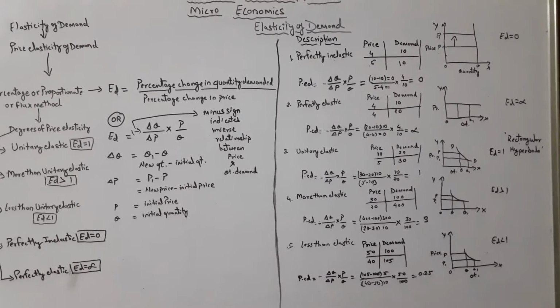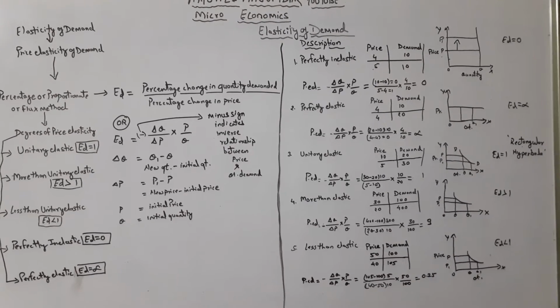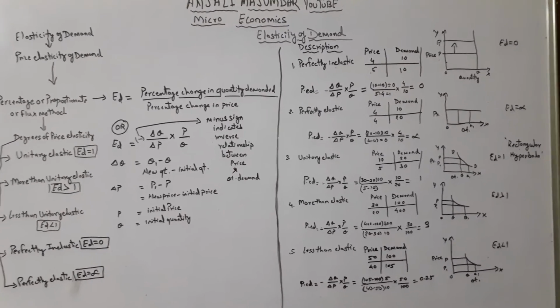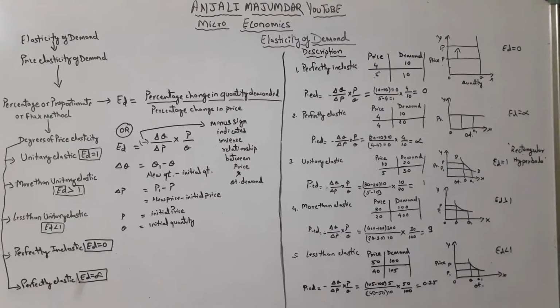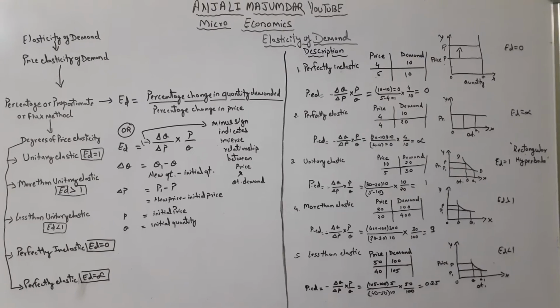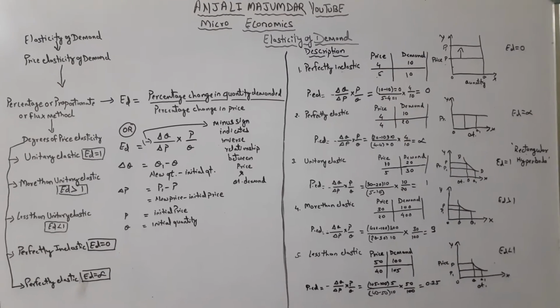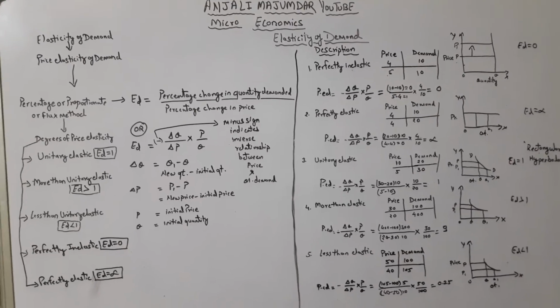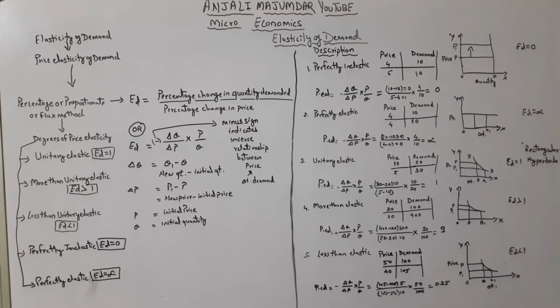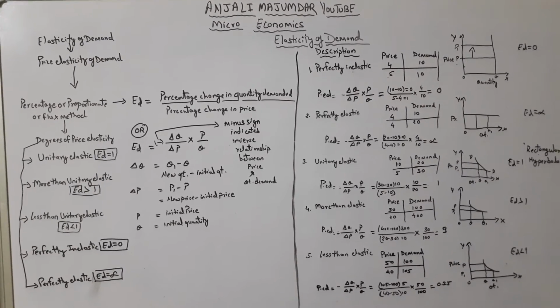Then second is perfectly elastic. Now you see here, the price is the same whereas the demand changes. Like when the price was 4, demand was 10 quantity. Now when price is 4, demand increases to 20 quantities. Now after applying this in the formula as you can see there, PED, that means price elasticity of demand, is equal to change in quantity upon change in price.